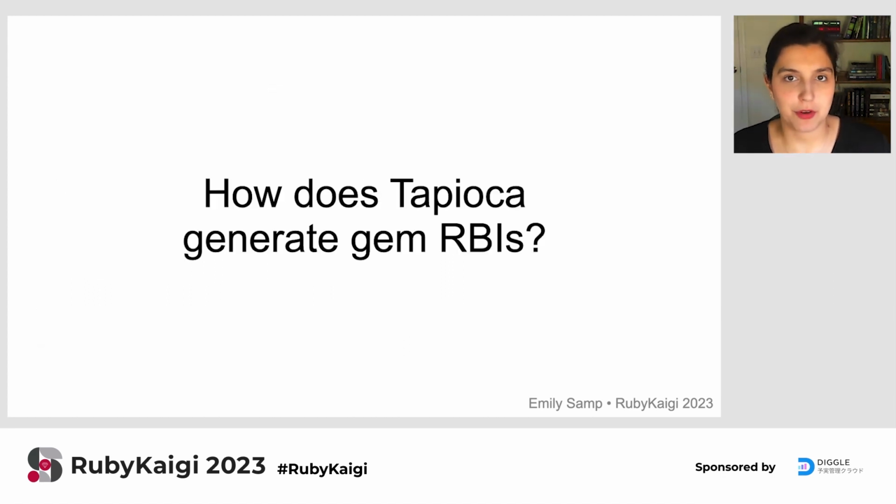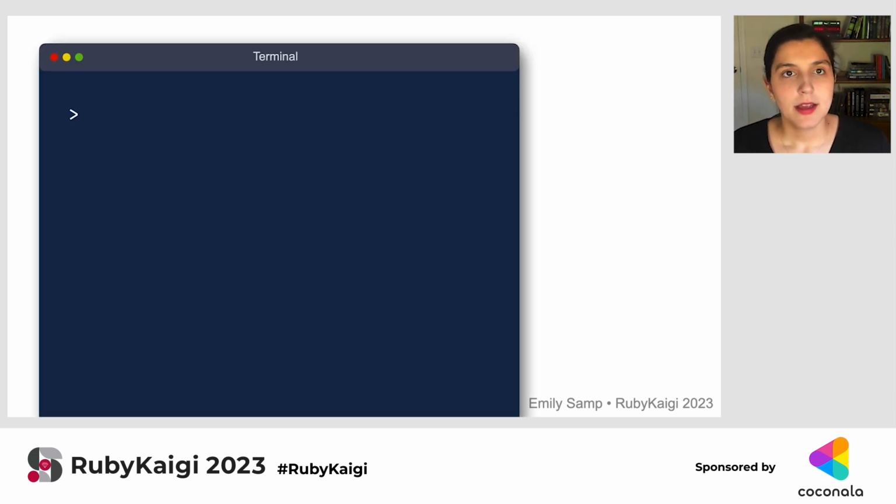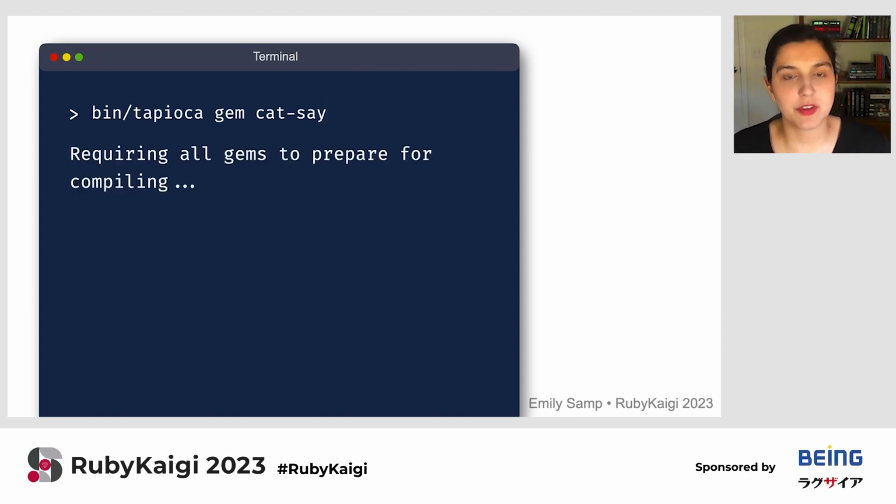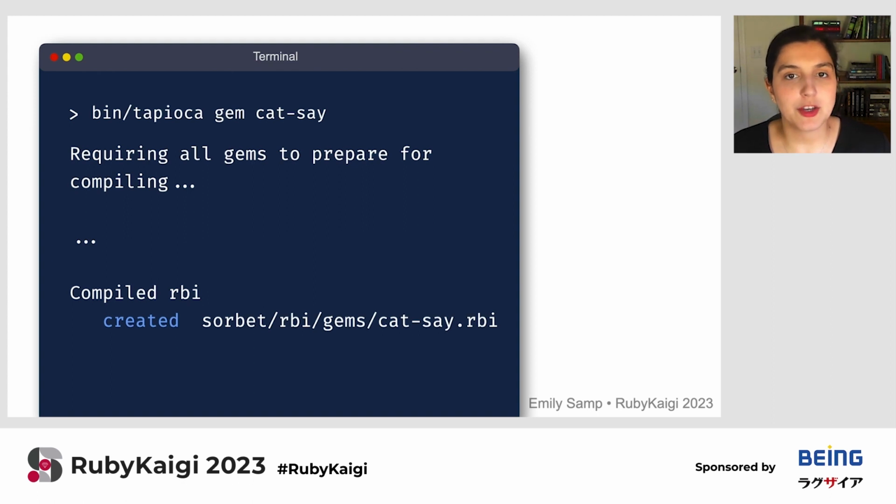So now that we have that important information under our belts, we can start to understand how Tapioca works on a technical level. In this next section, we'll go through how Tapioca generates gem RBIs. In order to generate an RBI for a gem, we use Tapioca's gem command on the command line. This command will give us some output telling us it's required all the gems in the project in order to compile them. Compiling is the word that Tapioca uses to mean generating RBIs. After some more information, it'll finally tell us that it's compiled the RBI for the catSay gem and created a new RBI file.